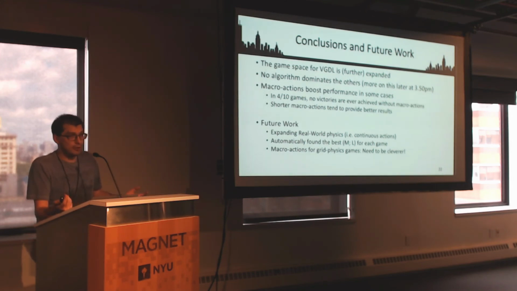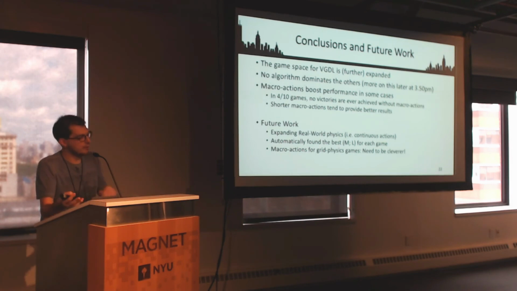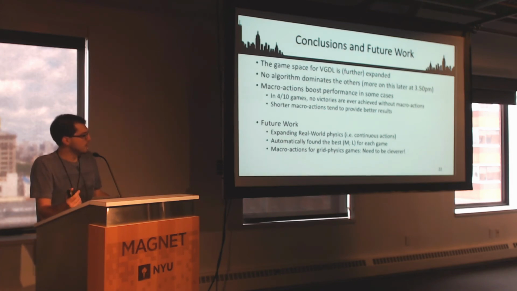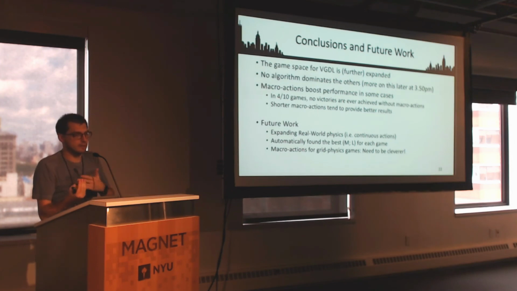As future work, one of the things that we want to do is to say, well, if some games are better with some specific macro action length, then ideally we would like to automatically find the best macro action length for each particular game, which is not necessarily easy. We want to keep expanding the real world physics using continuous actions, the idea of, for instance, accelerate, full accelerate, or just mid accelerate.